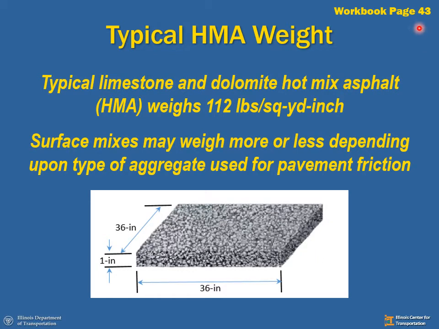On workbook page 43, we show the typical HMA weight or density. Limestone and dolomite aggregate hot mix asphalt typically weighs on the order of 112 pounds per square yard per inch of thickness. Note that surface mixes can weigh more or less depending on the type of aggregate used for the friction, and we will cover surface mixes in a later module. To visualize this, we have 1 square yard, or 36 inches by 36 inches by 1 inch thick. This slab of HMA would weigh approximately 112 pounds.